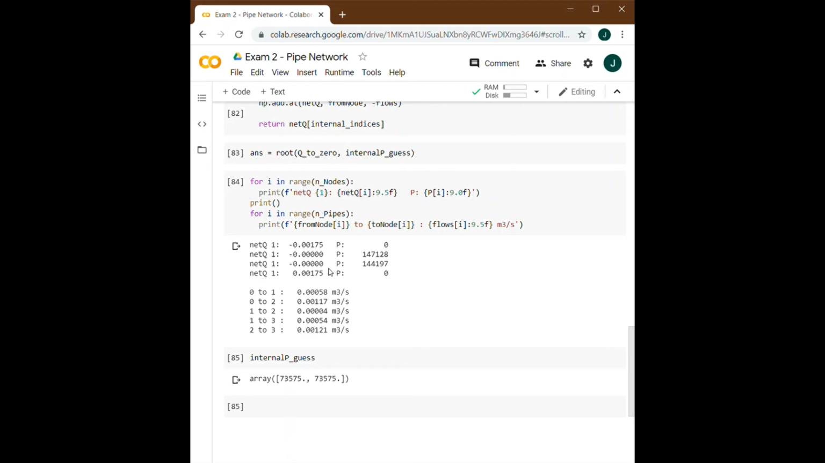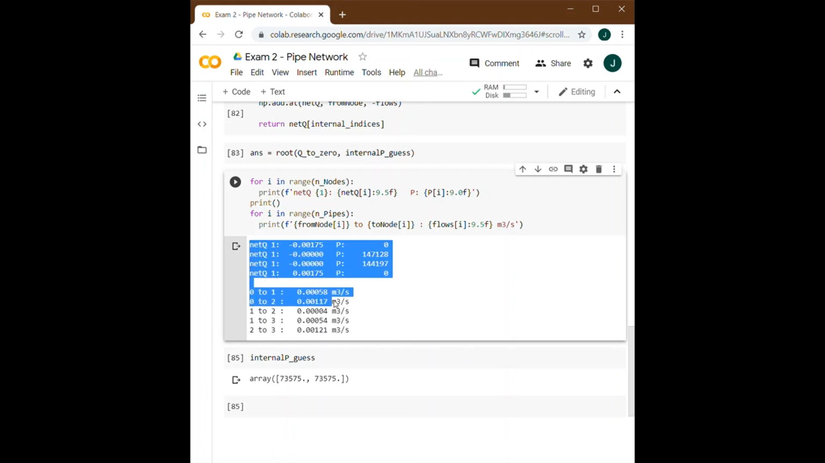So looking at this answer, we got that our internal pressures are different, which is good because we don't want them to be the same. They probably won't be the same. And our net Q in and net Q out are equal, which is exactly what we want. So after a little bit of debugging, we got an answer, and this answer makes sense.